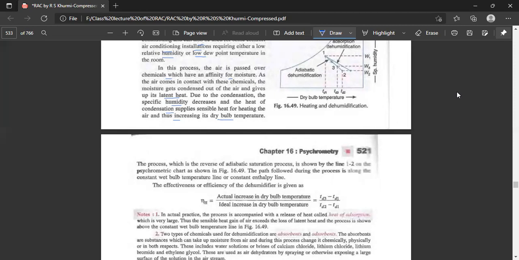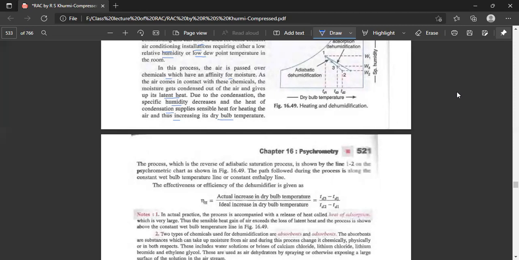So the process is: due to the condensation, the specific humidity of the incoming air decreases, which is shown here. The specific humidity of the incoming air was W1 and it diminishes to W2, or ideally W3. And the heat of condensation supplies the sensible heat for heating the air, which increases the dry bulb temperature.